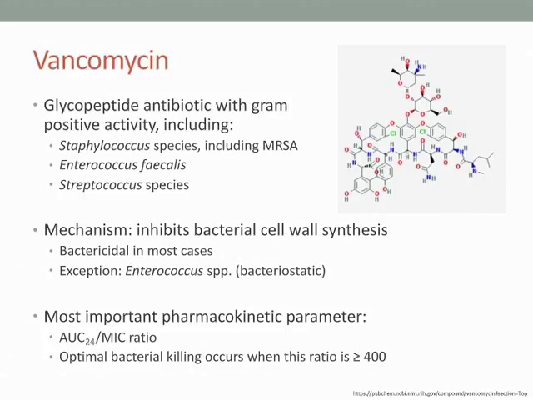It's important to remember also that different types of antibiotics have different pharmacodynamic profiles. Vancomycin's is defined by the ratio of the 24-hour AUC to the MIC of the organism. The most optimal bacterial killing occurs when this ratio exceeds 400.